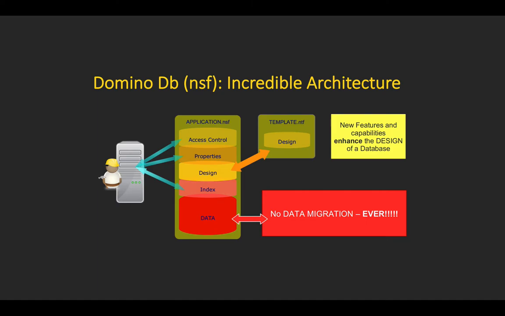So if you want to create a new design for your application, you can tear out the design, put it in an NTF file, and start developing on a new design. When everything is finished and tested out, you replace only the design part in your NSF. So there is no data migration ever needed if you want to have a new design or an enhanced design of your application. This is incredible, no? Also to mention, backwards compatibility with all versions.